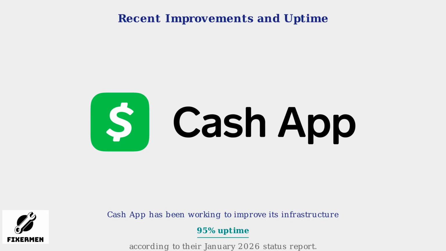Their January 2026 status report shows an impressive 95% uptime, reflecting their commitment to minimizing service disruptions. They've also enhanced load balancing protocols to distribute traffic more efficiently across their servers, preventing overload situations that could cause errors. Looking ahead, these upgrades are part of a broader strategy to achieve sub 1% error rates by 2027, ensuring a more stable experience for their millions of users.